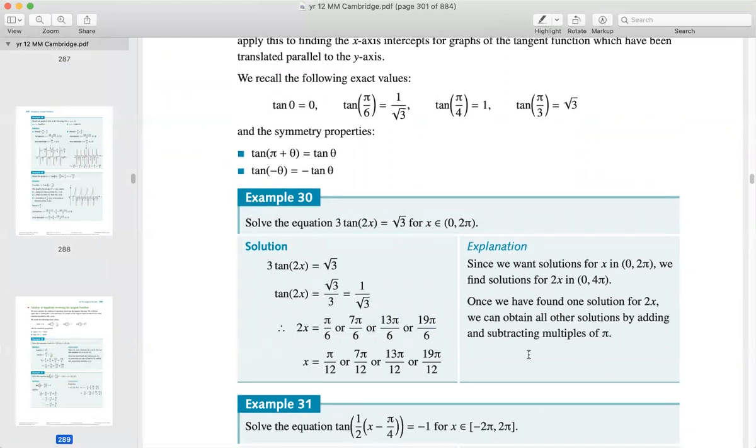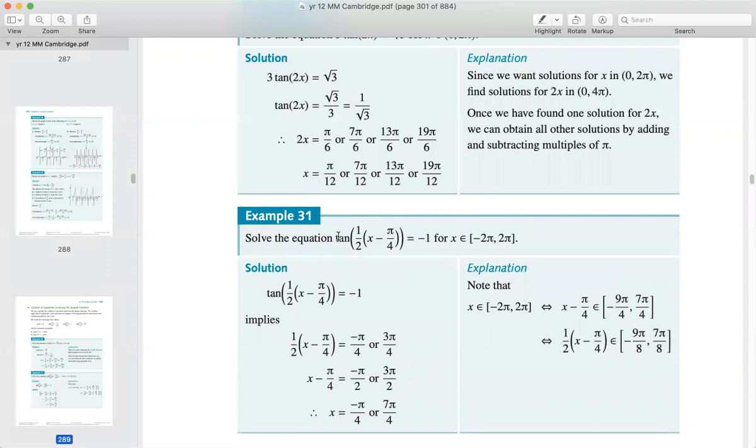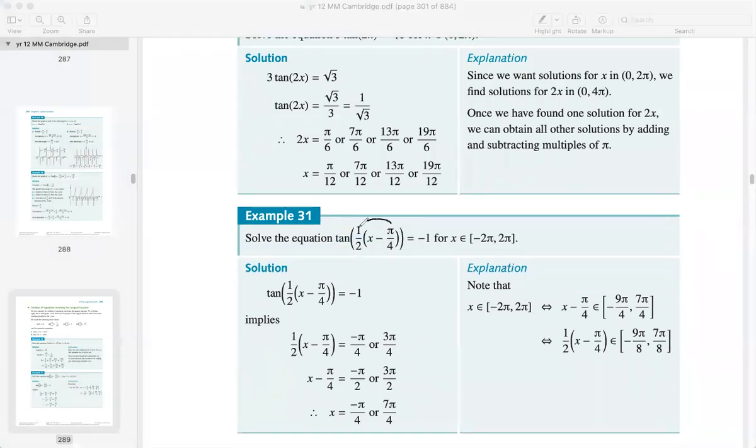Then I just keep plugging in n's values to get all the required solutions. Okay, this is again from general solutions. Same thing over here. We just make this whole thing theta. Then negative 1, which means negative pi on 4 or 3 pi on 4, whatever. Then I just keep adding my period to get all the answers.